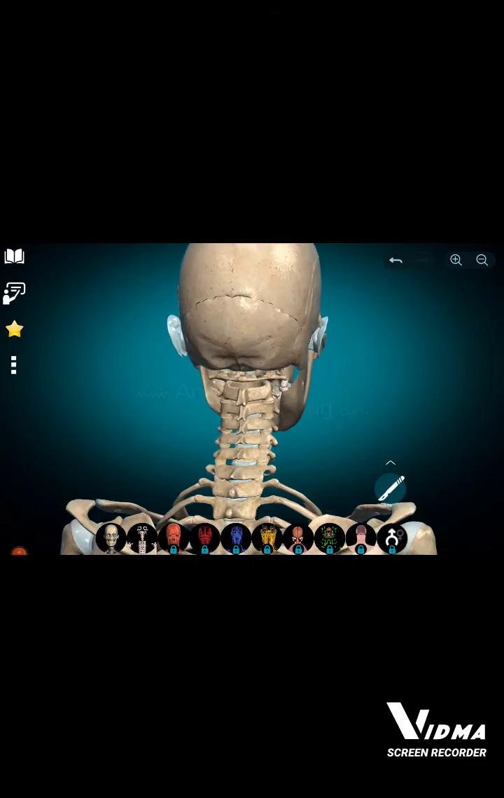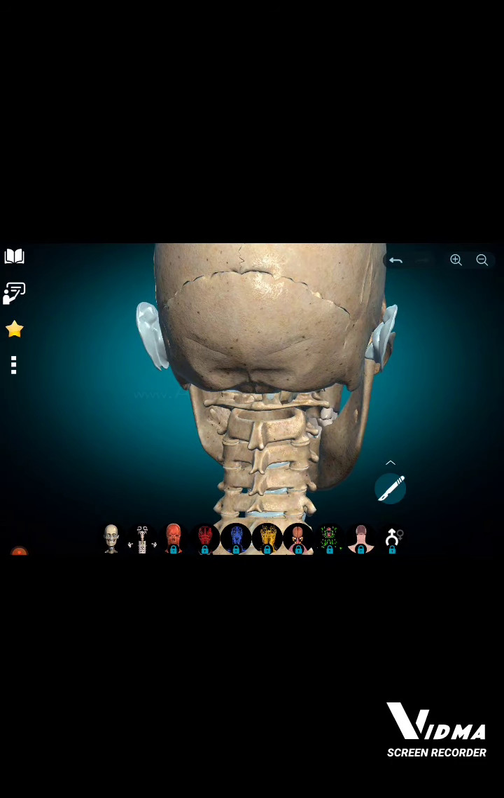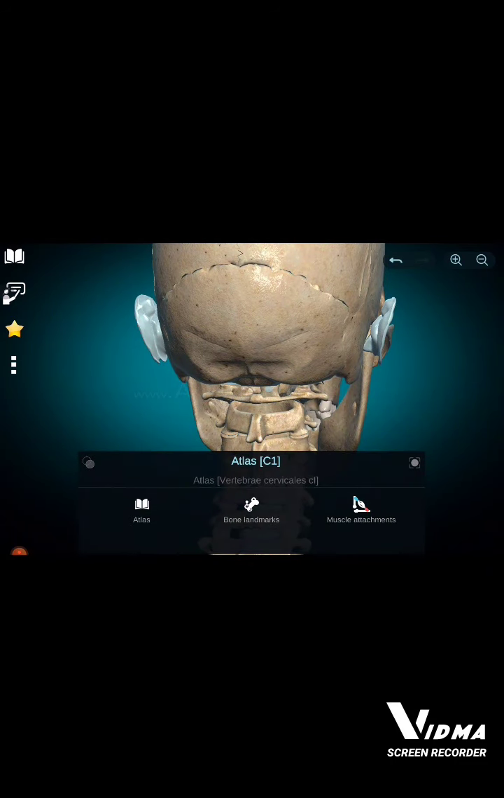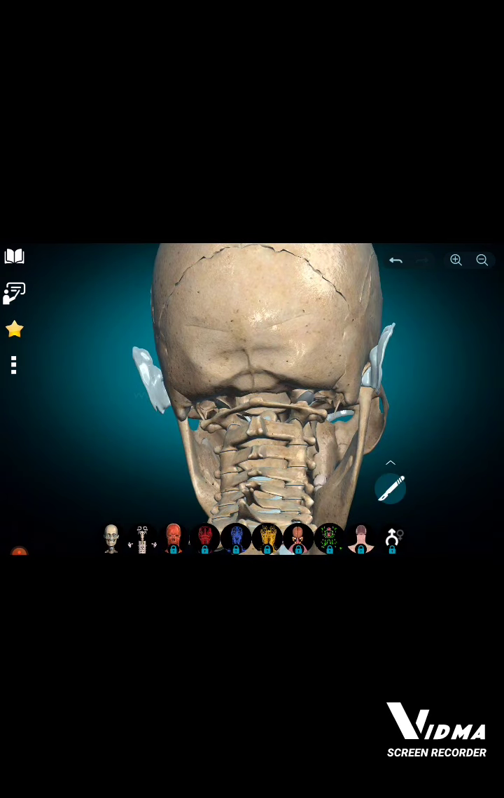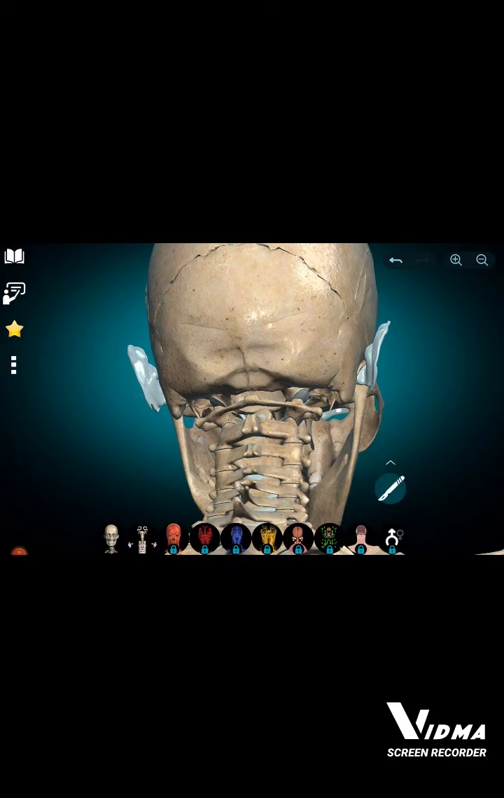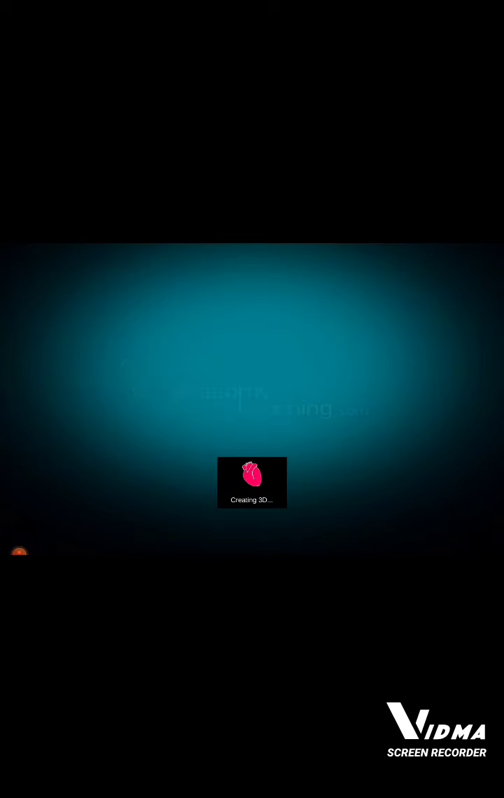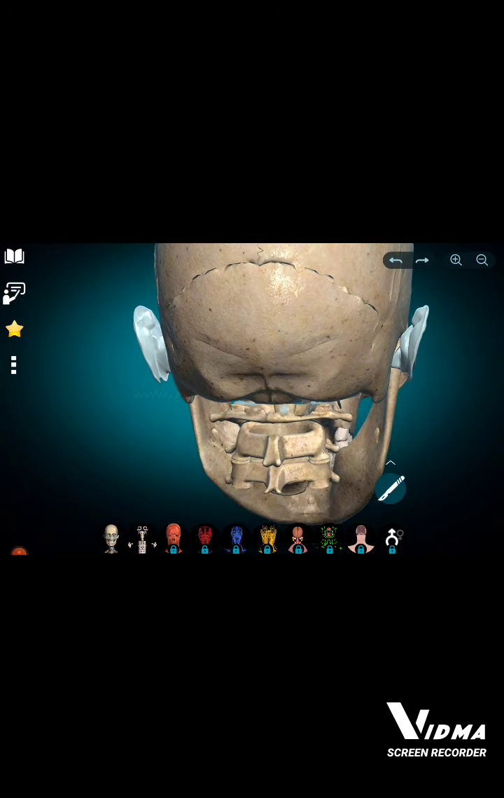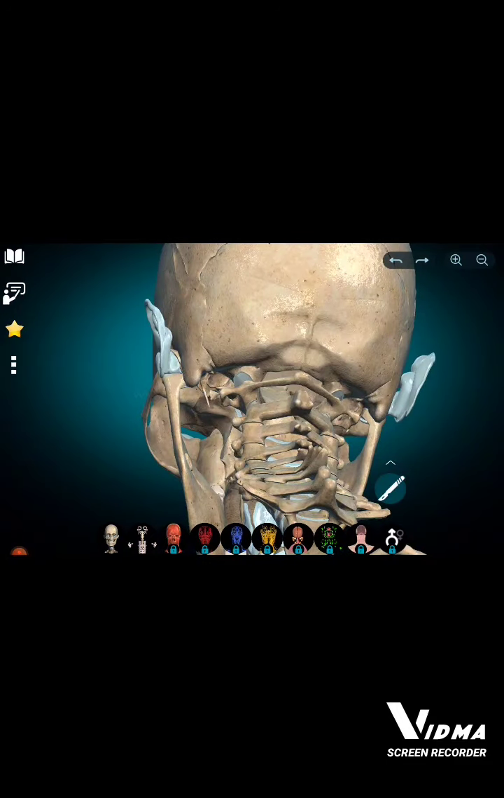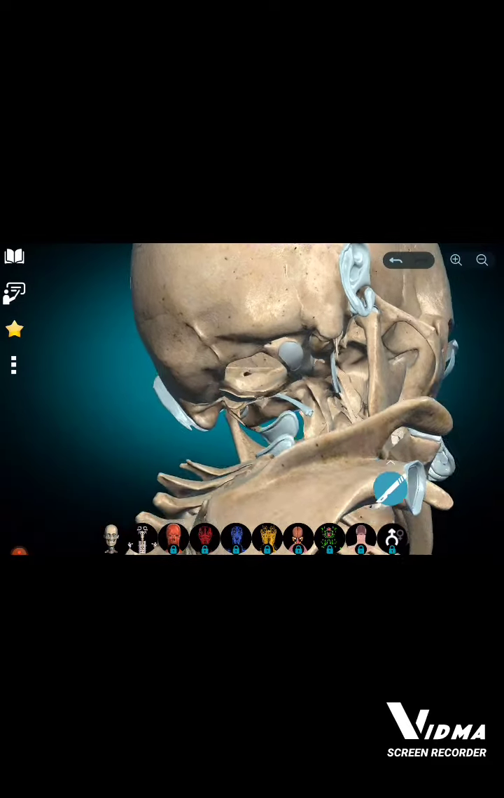See here, the first vertebra is called atlas. This atlas attaches to the skull at the 2 occipital condyles. Here we will see the 2 occipital condyles. Yes, here the 2 occipital condyles are visible.